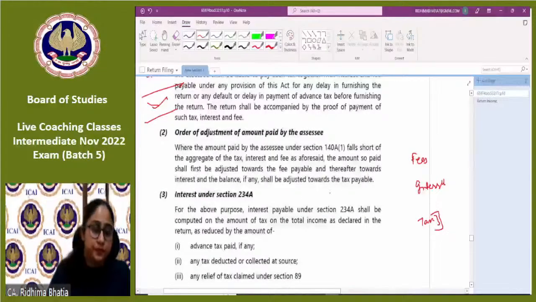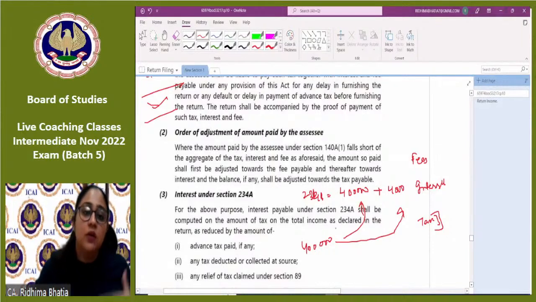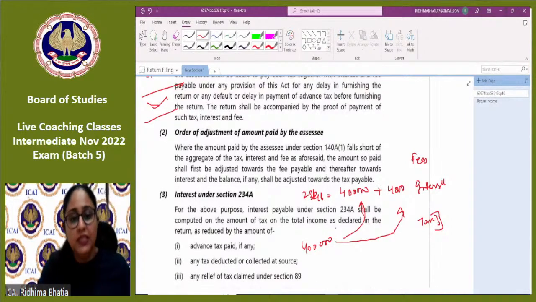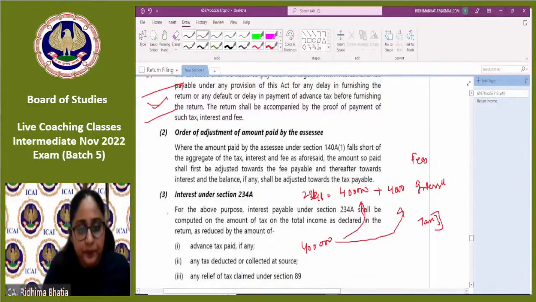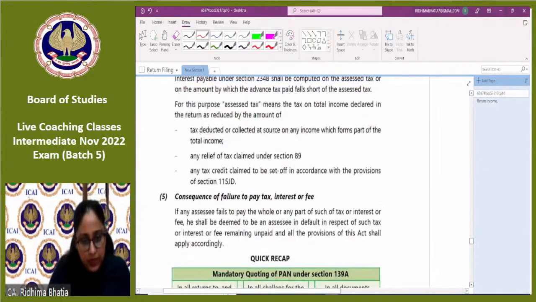So suppose, just for an example, hypothetically, after 234B interest, the tax liability is 4 lakh, okay? And 234B interest is 4,000. Suppose, hypothetically, you deposited 4 lakh. So the government will assume that first you deposited 4,000, and for tax you have deposited 3,96,000. They will not say that 4 lakh is for the tax part and the interest part is still yet to come. Government will first adjust the fee, then interest, and then the tax amount. Clear? So this is about your self-assessment tax.